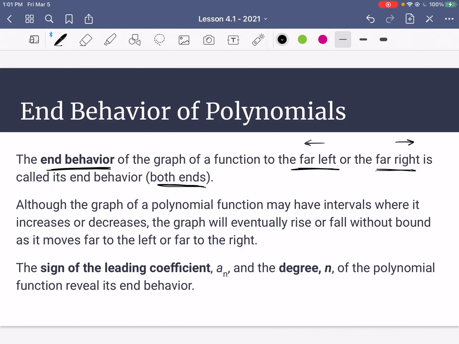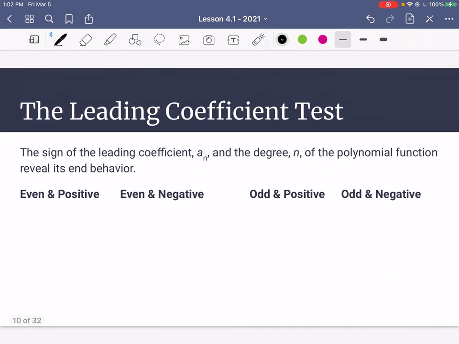So the end behavior, you're just looking at both ends of the function. And yes, there are going to be some intervals on the polynomials where maybe it's increasing or decreasing and it goes up or down or up or down. But eventually, if you look to the far right, it's going to do something. It's going to have to go up or down. And then same thing with the far left. So eventually it will rise or fall without bound as it moves to the far left or right. And it will either rise to positive infinity or fall to negative infinity. So what helps us determine that is the leading coefficient and the degree n. Okay, and there's something that we use, it's called the leading coefficient test, and this helps us determine what the end behavior is actually going to do.